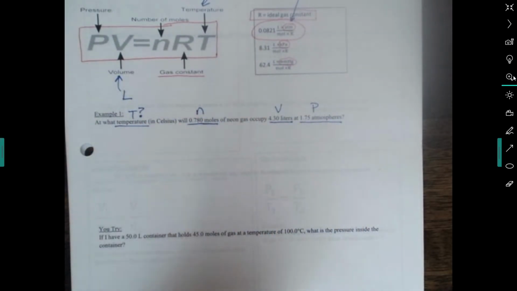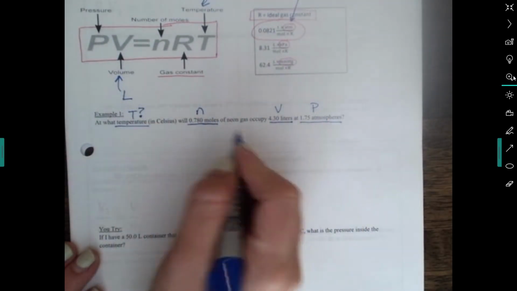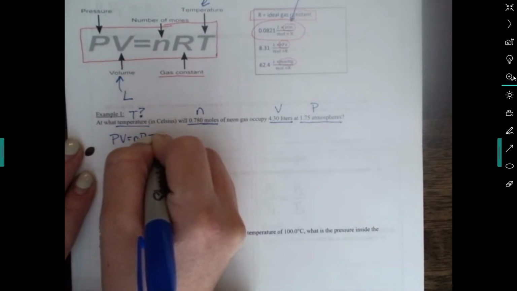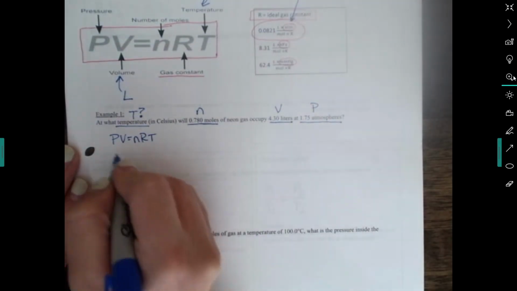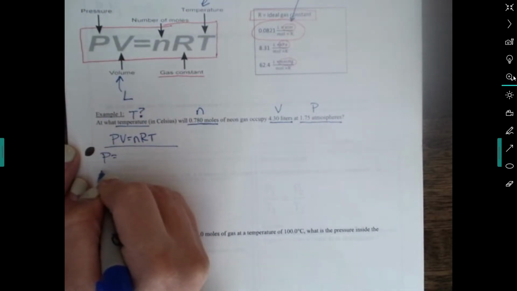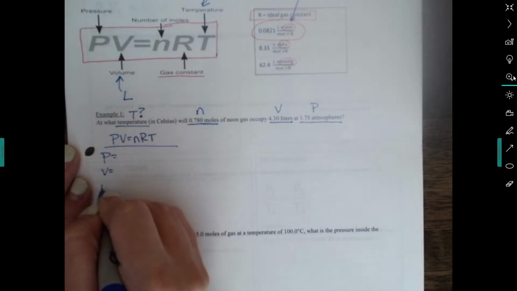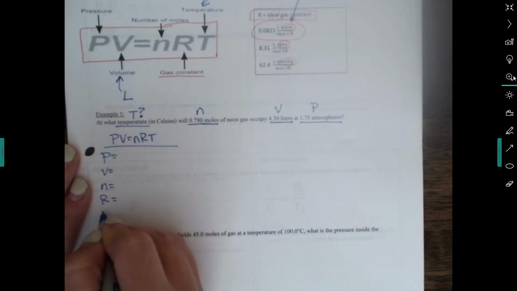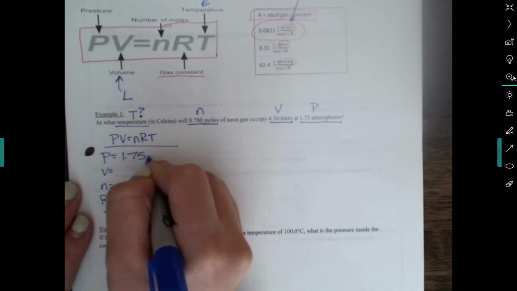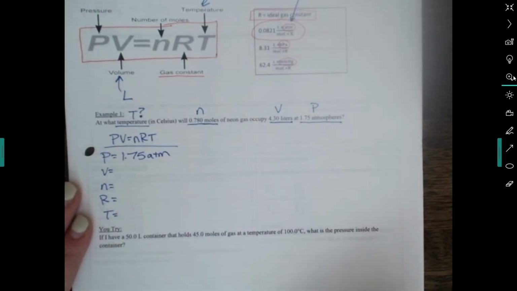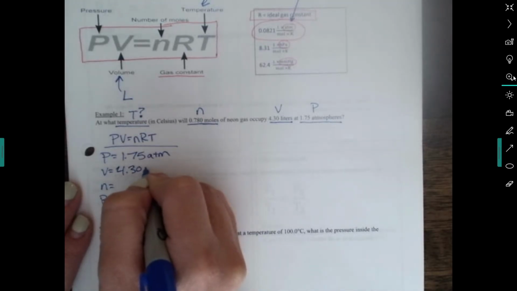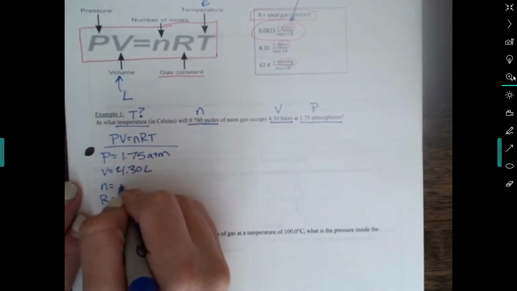So let's write our equation. PV equals nRT. Let's figure out what each of these is going to be: P, V, n, R, T. Well, we just said P is the 1.75 atmospheres, right? V, we said, is 4.30 liters. n is 0.780 moles.